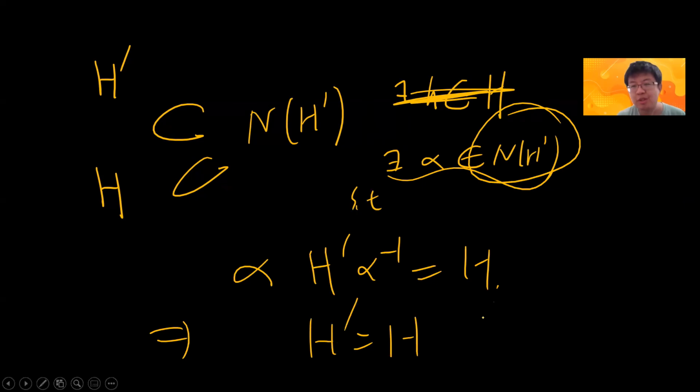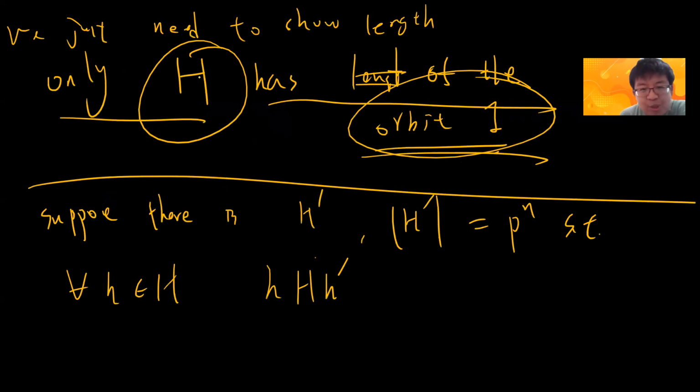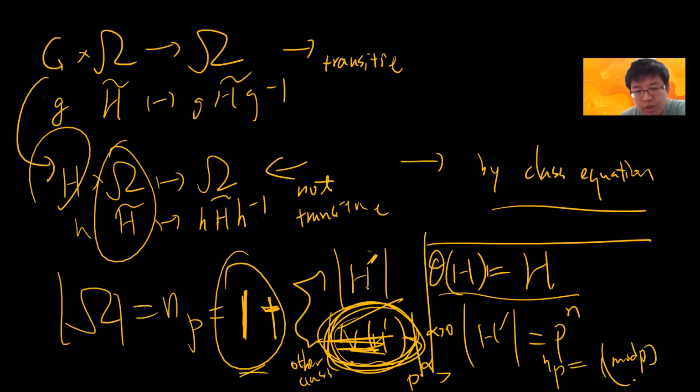So this is a proof. We proved H prime belongs to H, which means the only one with an orbit of length 1 is just H. So every term except this one contains a prime power of something. Once you divide by P, those disappear. Finally, you get NP is 1 mod P.